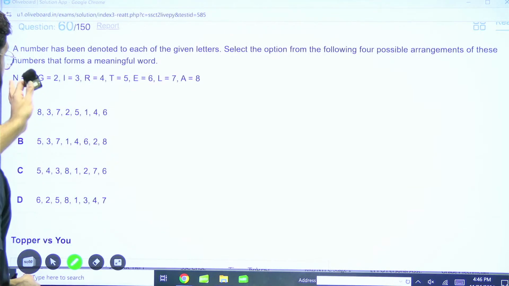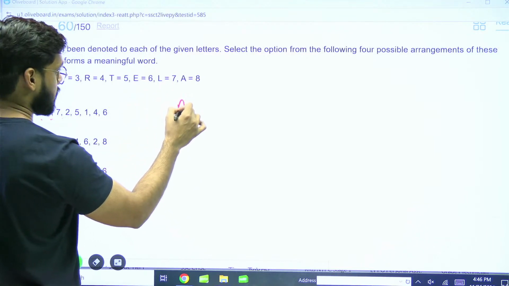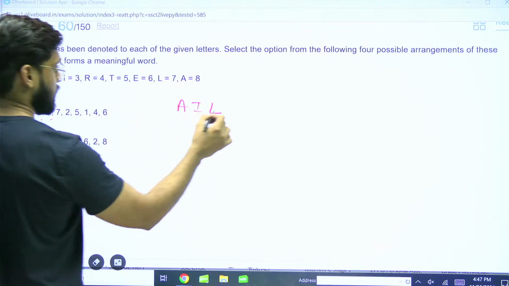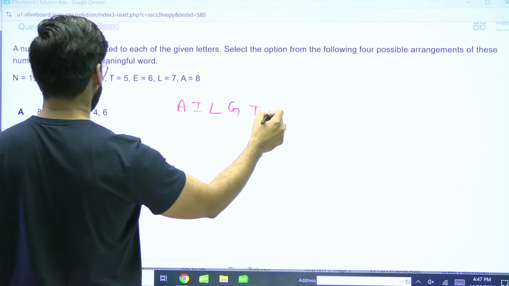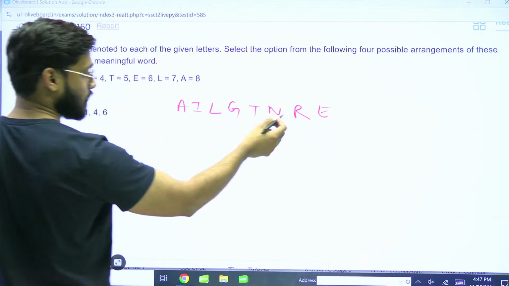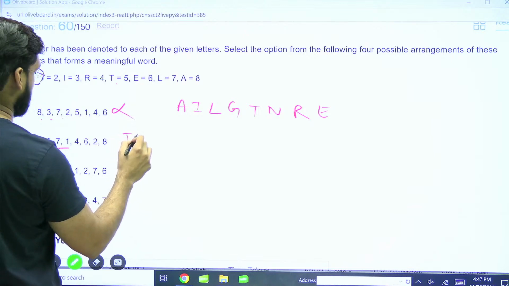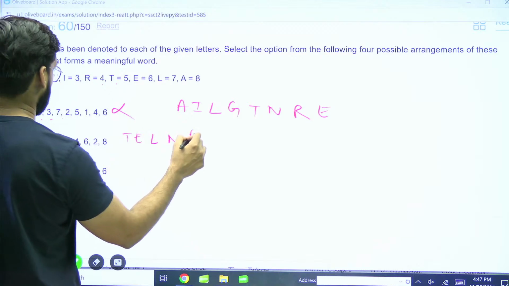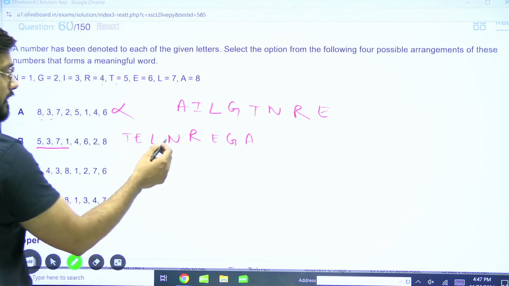Okay, we need to arrange these numbers to get a meaningful word. According to the option 8372, 8 means A, 3 means I, 7 means L, 2 means G, AILG. 5146, 5 means T, 1 means N, 4 means R, and 6 means E. This is not a meaningful word. 5371, T, E, L, N, T, E, L, N, 4, 6, 4 means R, 6 means E, 2 means G, and 8 means A. This is also not a meaningful word.